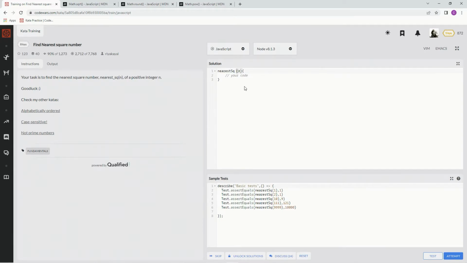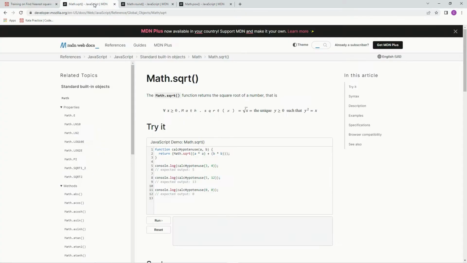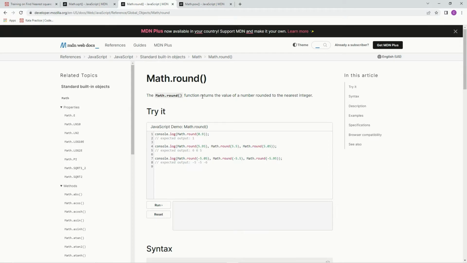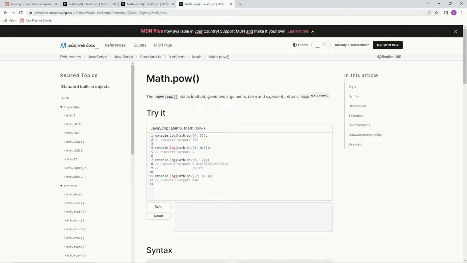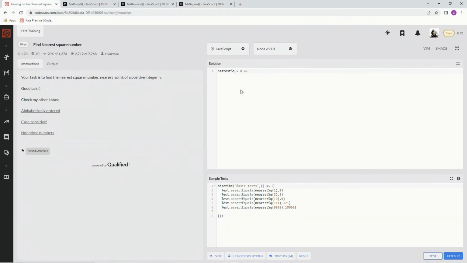All right. So let's set this up real quick. And for this, we're going to start with this math.squareRoot. So math.squareRoot function returns the square root of a number. There we go. Basically that. And then to do the rounding, we're going to do math.round, which returns the value of a number rounded to the nearest integer, like I said. And then we're going to do math.pow, which is a static method given two arguments, base and exponent, and that's what that is. All right, so let me show you what I'm talking about.